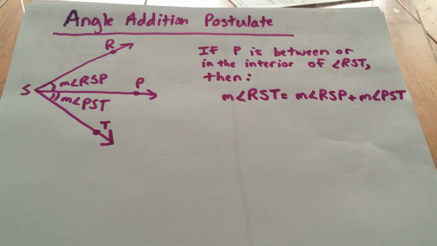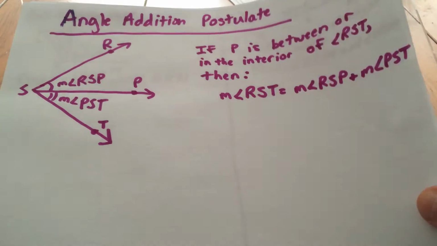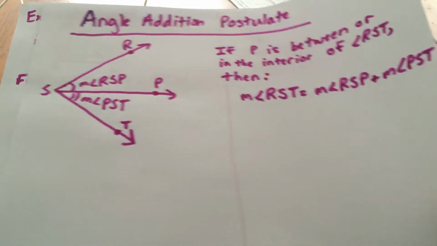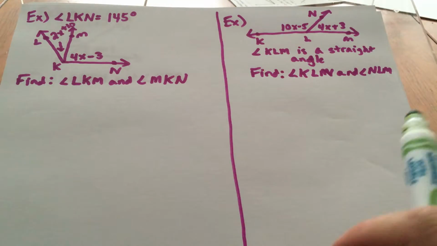Basically, it just says that if you have a big angle being split into two smaller angles, then the sum of those two small angles is equal to the big angle. And what that's going to allow us to do is define the measure of certain angles based off of what we know about some of the angles. Okay, so that's the angle addition postulate. Now let's look at a couple of examples.